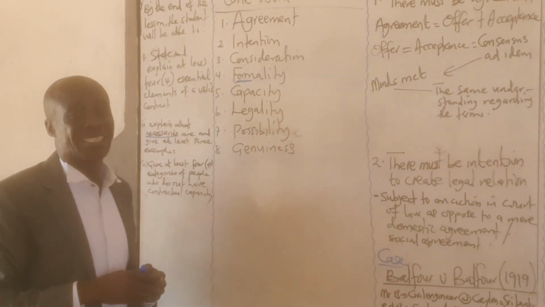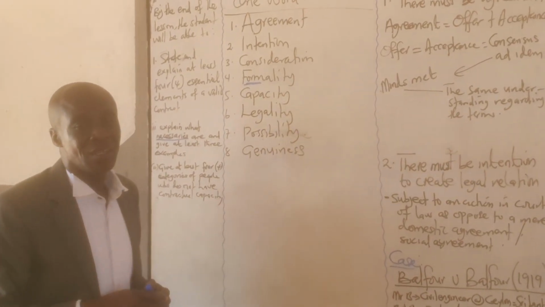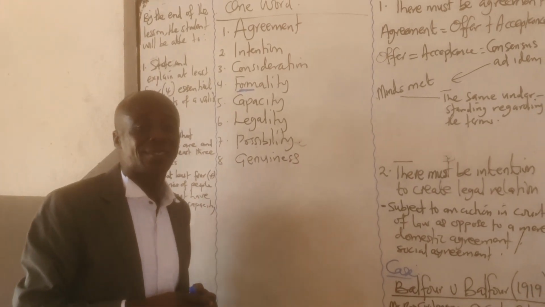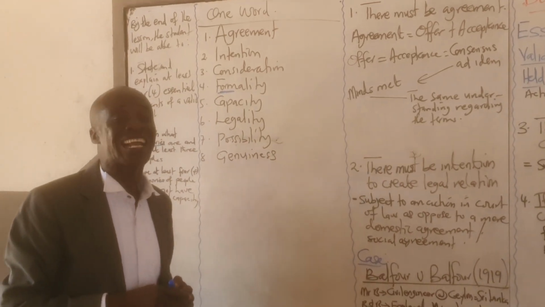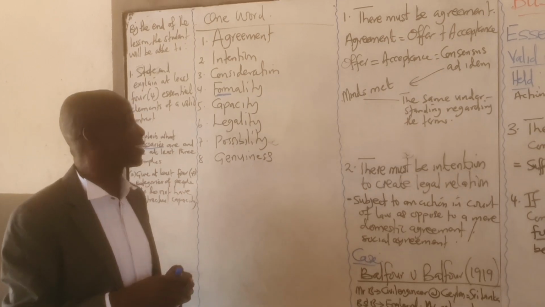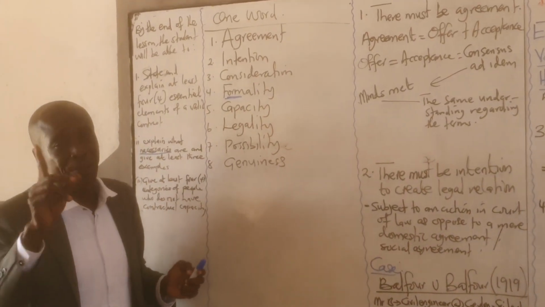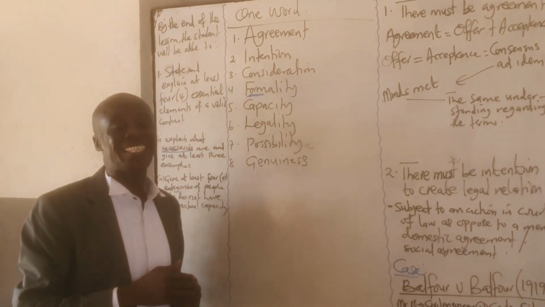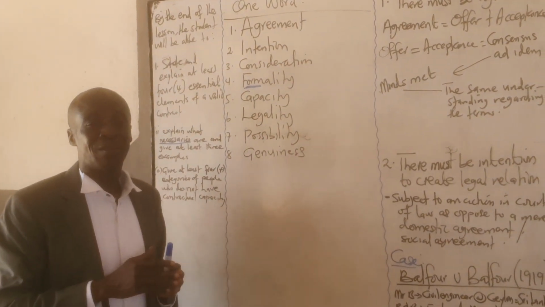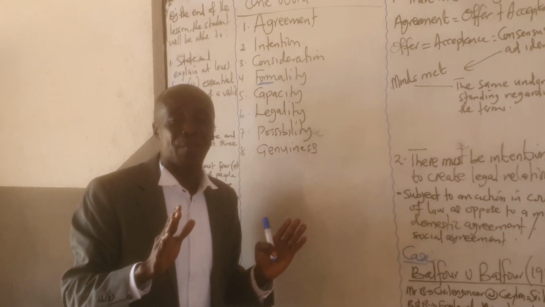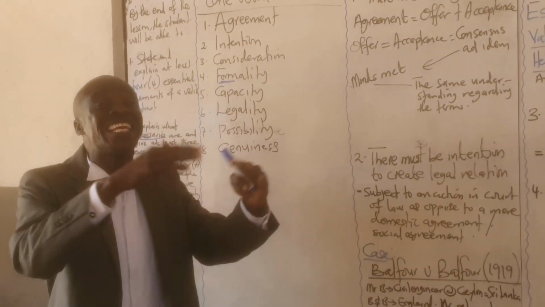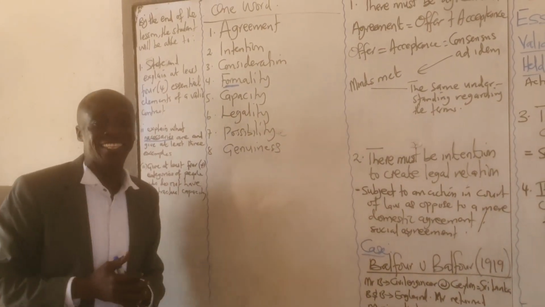Then we look at capacity. Both parties must have contractual capacity. So we shall learn about what it is. And that is what contractual capacity is, what one way we say capacity. Then legality. The contract must be for legal purpose. It must not be for illegal purpose. So that is the legality.